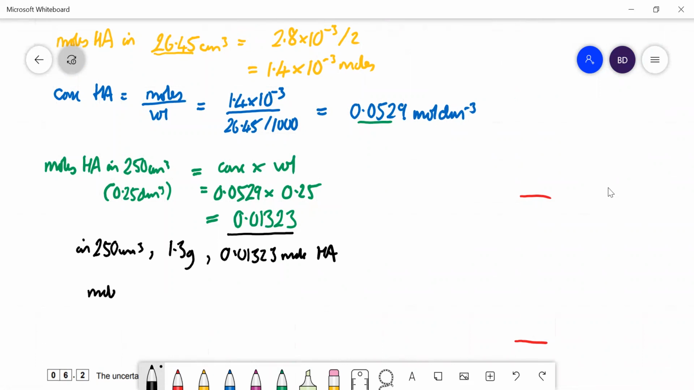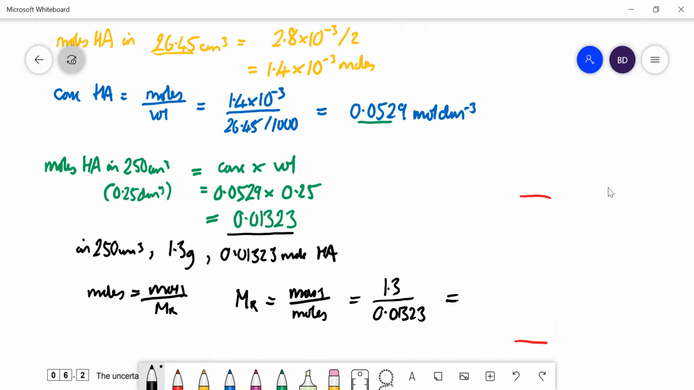Moles is equal to mass over Mr. Rearranging that, we get Mr, which is what we've got to find, is the mass divided by the moles. The mass is 1.3 grams and the moles is 0.01323. That is equal to 98.24. That is the Mr. We should really give it to 3 significant figures because all the data is given to 3 significant figures. So the Mr is 98.2. That's our answer.